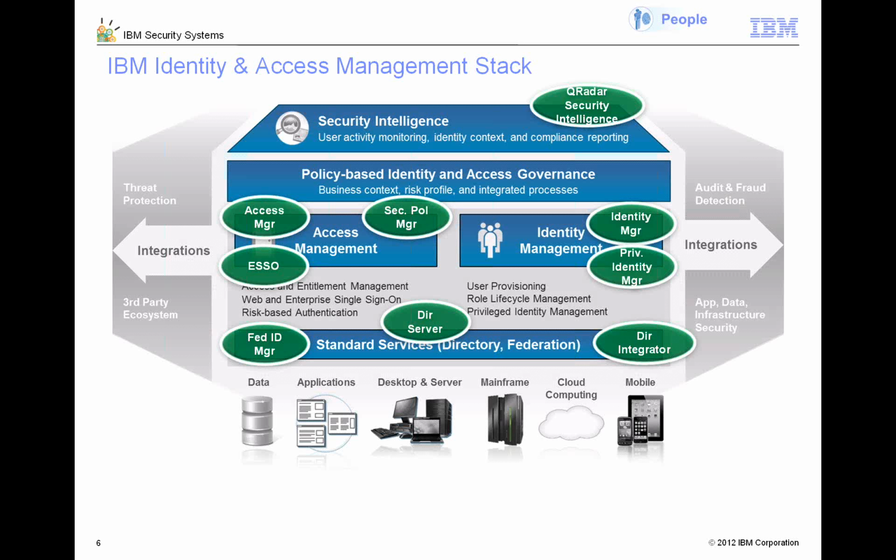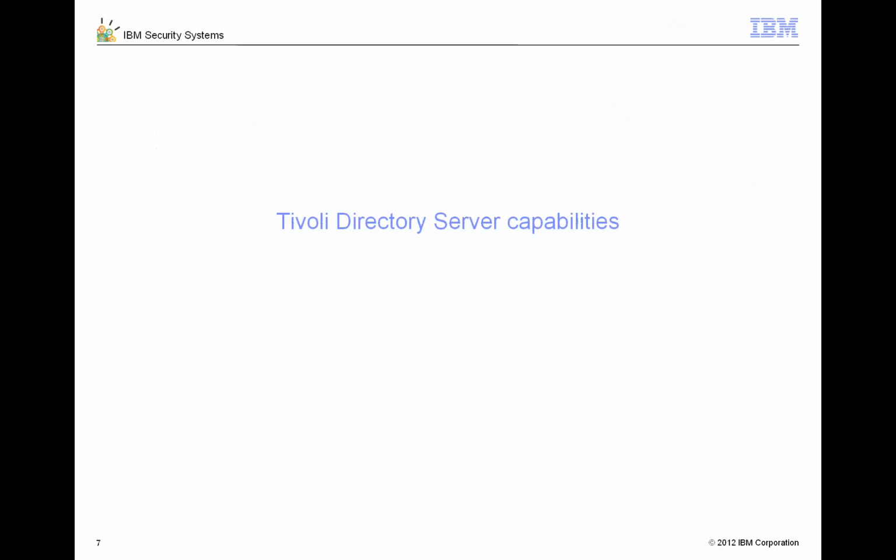So the point I'm trying to make is Tivoli Directory Server is part of the standard directory services, which is a foundational product in the entire identity and access management. And not only that, it is also a product which is exploited by multiple other IBM products such as WebSphere products and Lotus products. With that, let's look at the capabilities of Tivoli Directory Server.